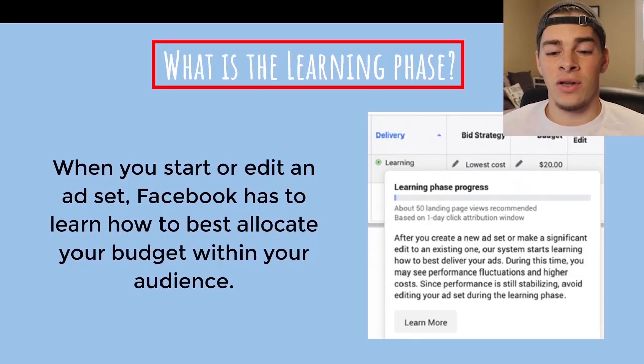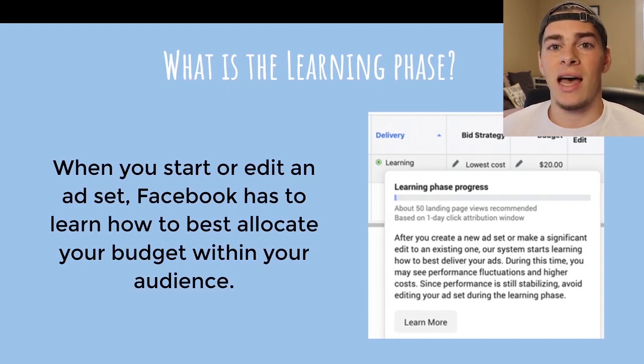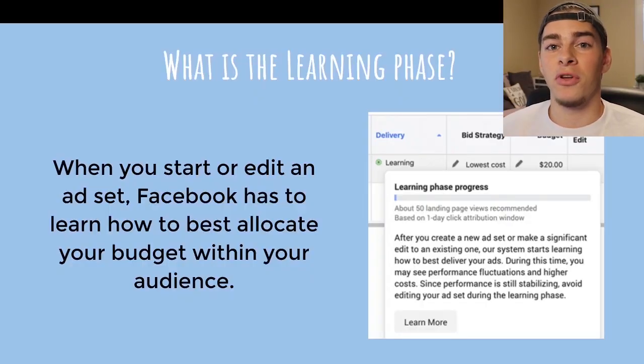All right, so what is the learning phase? So when you start or edit an ad set, Facebook has to learn how to best allocate your budget within a specific audience. So Facebook has this thing called machine learning, and that machine, like any human, needs a little bit of time and a little bit of practice to learn how to perform optimally, right? So when you play a sport, you're gonna need to dribble that basketball or juggle that soccer ball for a couple of days, couple of weeks, couple of months, maybe even a couple of years before you actually get good at it. So with Facebook, you can't expect them to know exactly who to optimize for within a day or two. It's gonna take a little bit of time for them to learn.